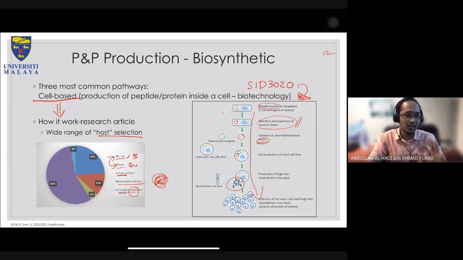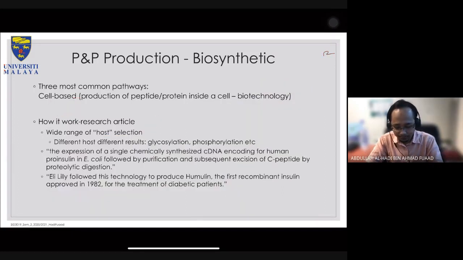Okay, so this is the general idea on how you can produce proteins and peptides using a biotechnological approach, or we can call it a biosynthetic approach. Okay, so either or is fine. All right, 4 more minutes.